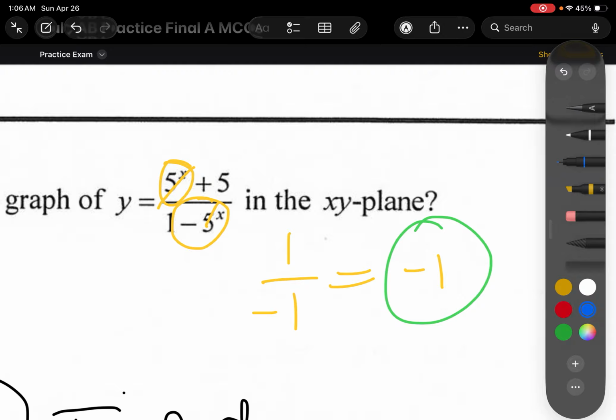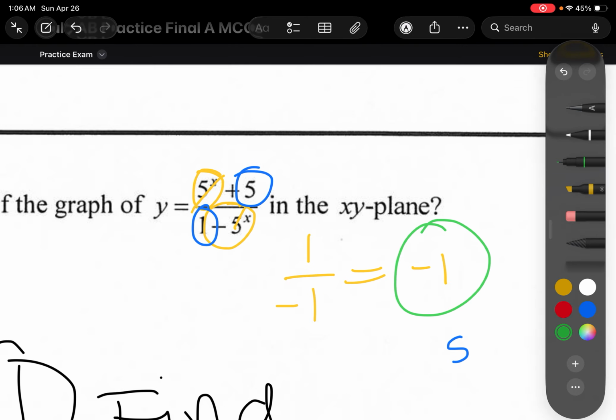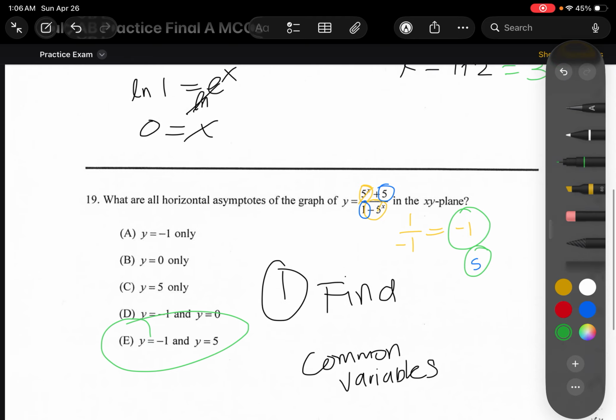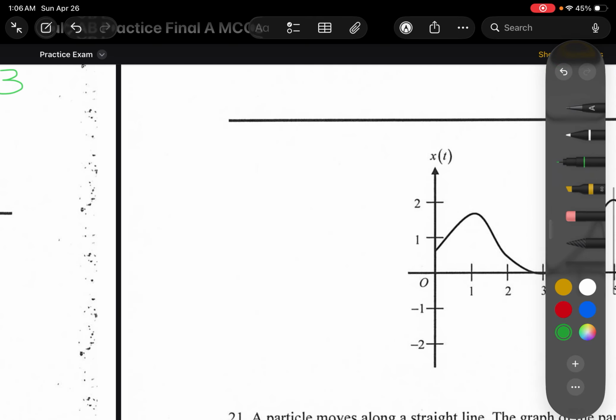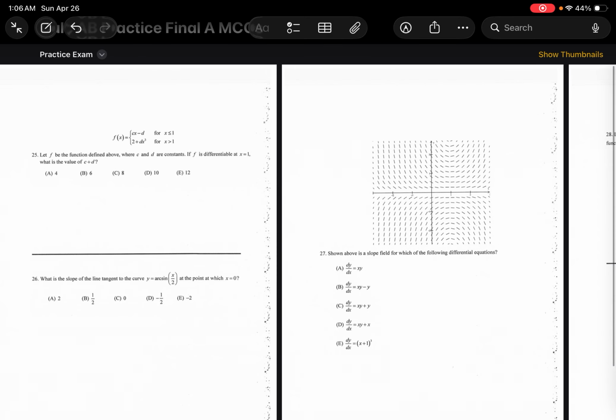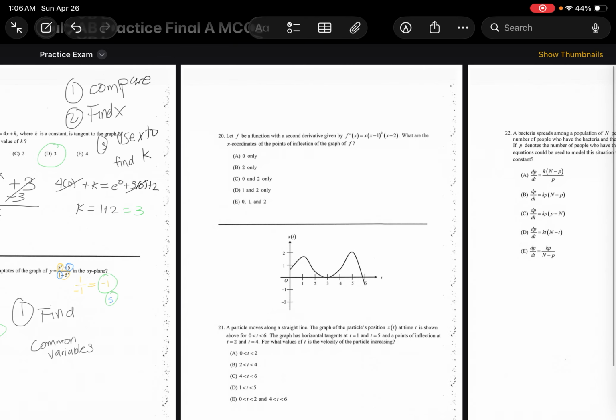Now we have to identify the other variable, which is 5 divided by 1, which is going to be 5. So which answer has -1 and +5? E. Alright, just a few more left.